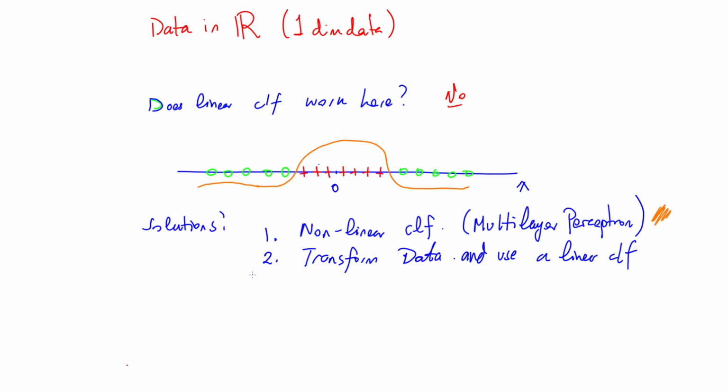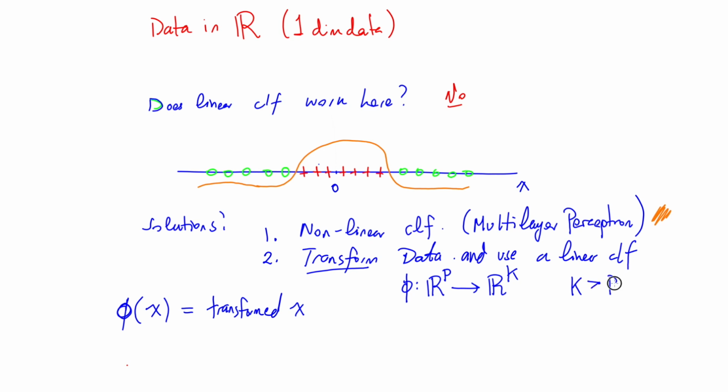And in this case, there's actually a very simple transformation, and I'm going to call it phi. When I write phi, this is kind of a function. It's going to take as input my original vector, and it's going to spit out my transformed x. Usually with these transformations, you want to go from some p-dimensional space to some, let's say, k-dimensional space where k is bigger than p. This is not always the case.